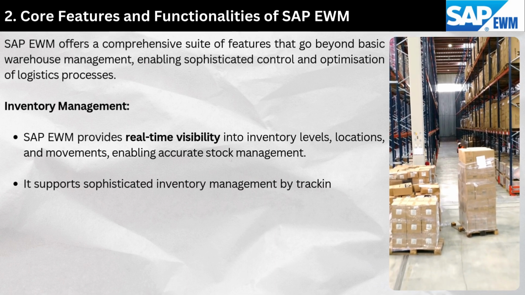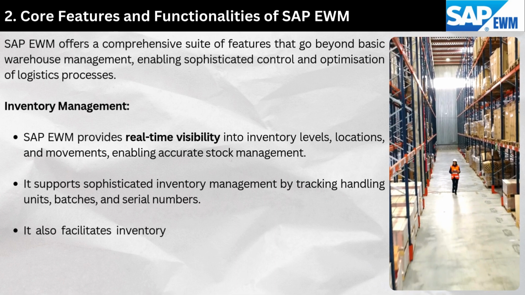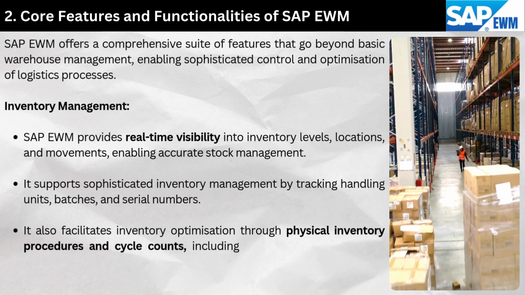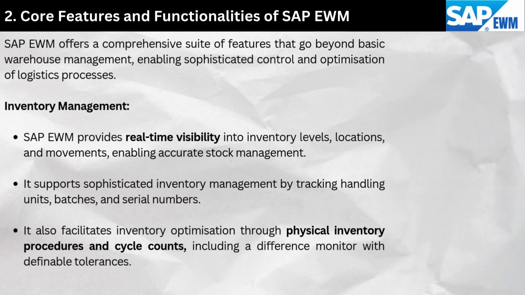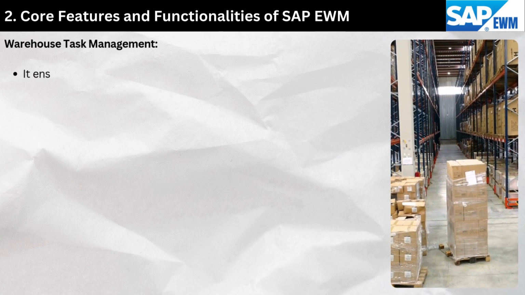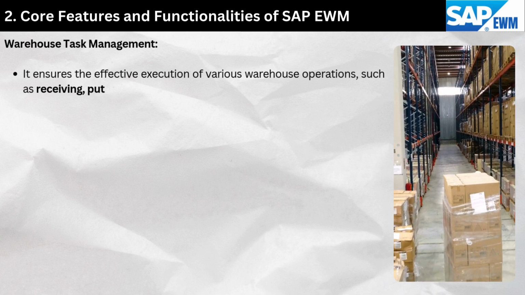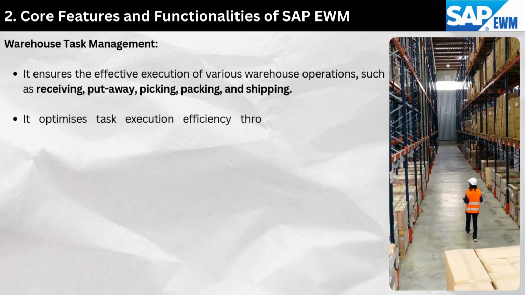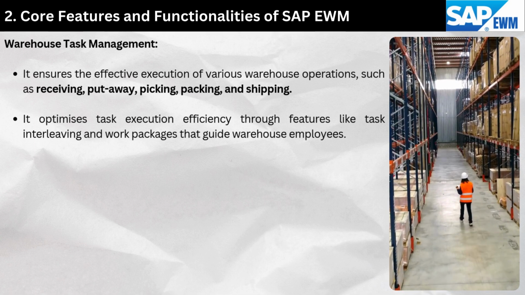It supports sophisticated inventory management by tracking handling units, batches, and serial numbers. It also facilitates inventory optimization through physical inventory procedures and cycle counts, including a difference monitor with definable tolerances. Warehouse task management. It ensures the effective execution of various warehouse operations such as receiving, put away, picking, packing, and shipping. It optimizes task execution efficiency through features like task interleaving and work packages that guide warehouse employees.